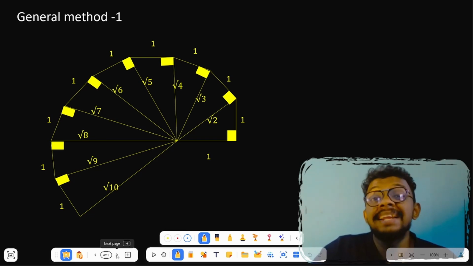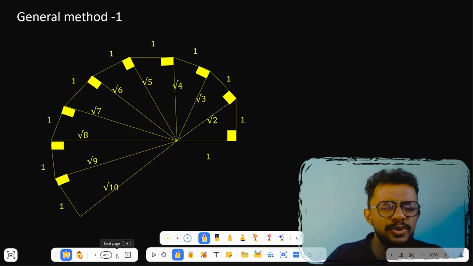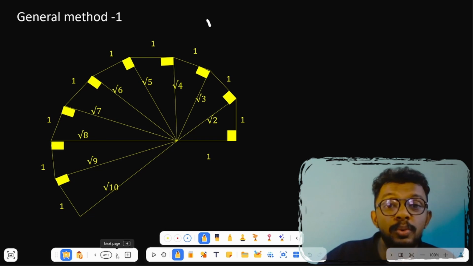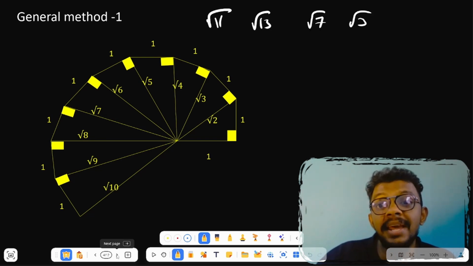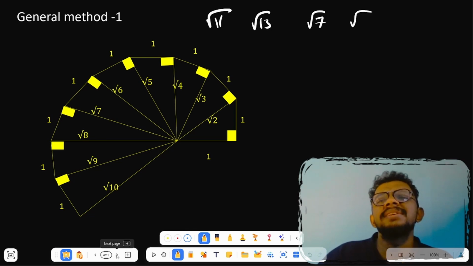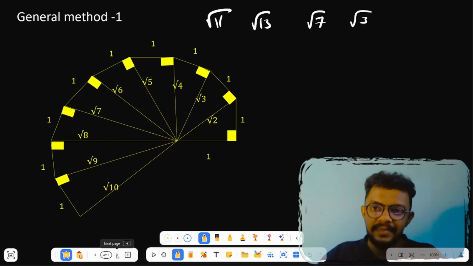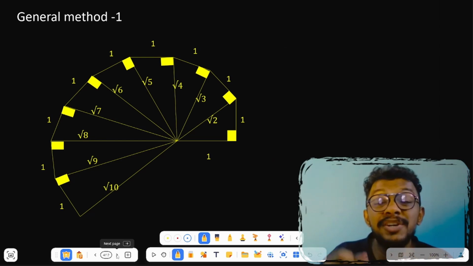My students, we already learned how to represent root 2 on the number line, or how to draw root 2. But what happens if the question is to draw root 11 or root 13 or root 7 or root 3? There should be different strategies, right? How can I draw a general root of a number? How can I draw such an irrational number on the number line? Or first of all, how can I draw it?